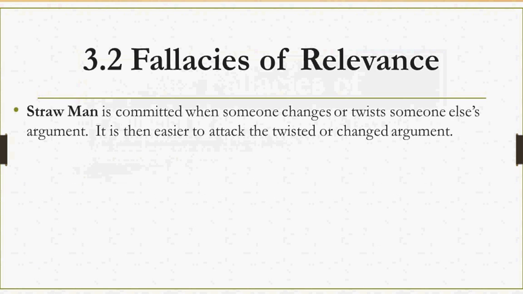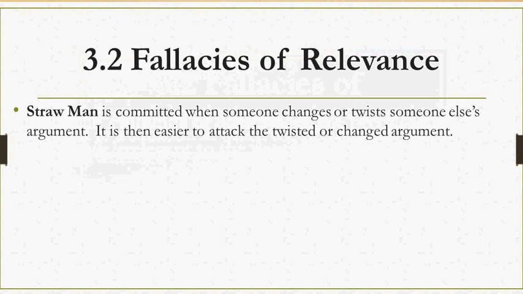Okay, our next one is straw man. Straw man is committed when someone changes or twists someone else's argument. They inaccurately represent someone else's argument. So straw man does involve another argument that was previously given, and then the person who commits the fallacy takes it, twists it around, changes it, and then it's always easier to attack the argument that has been twisted.